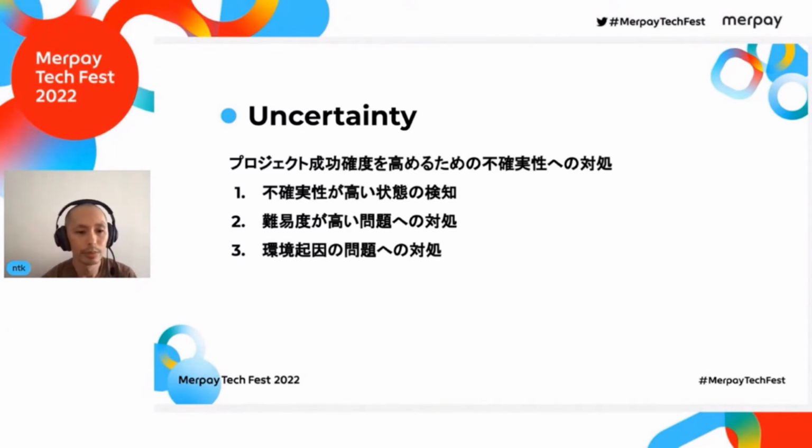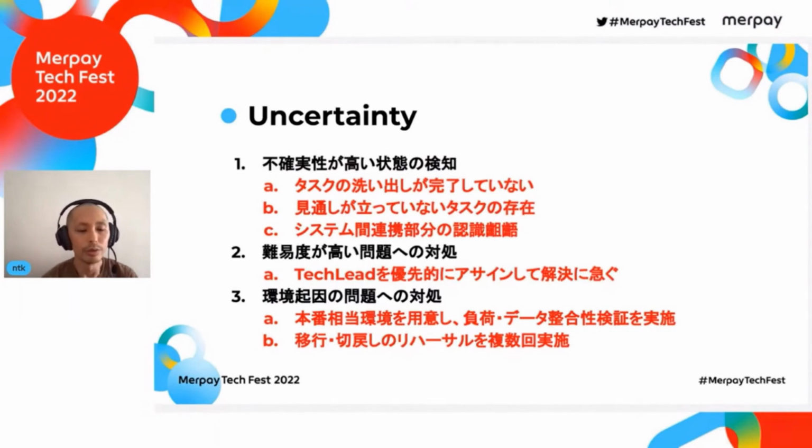How did we respond to each of these? There are several ways we detected and understood the state of high uncertainty. First, when we lined up the tasks for each system, we checked to see if there were any tasks that were obviously too few or tasks that had not been identified. In addition, although we did not make detailed estimates for each of the tasks, we always made sure that there were no tasks that were completely unforeseeable for the engineers in charge.